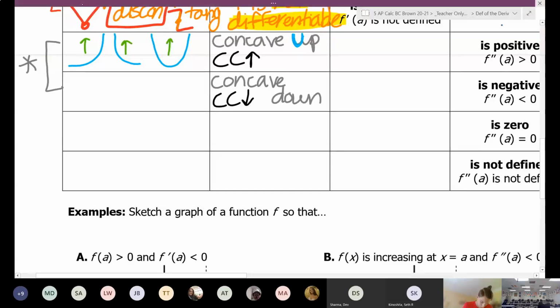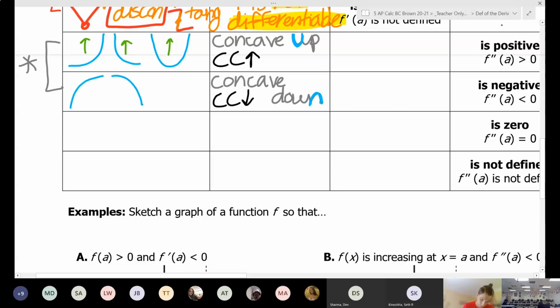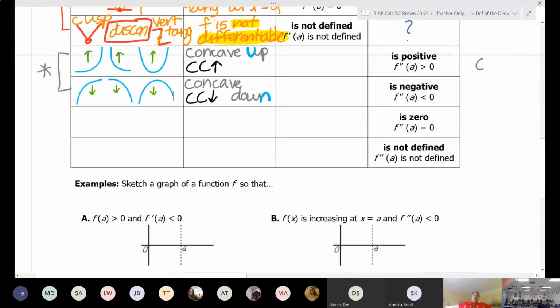Concave down, on the other hand, to me, I always think of those as going to look like an umbrella. They're bending downward. So you can have something that is increasing and concave down, something that is decreasing and concave down, or a function that increases and decreases and is concave down. So when we're looking at these, we can kind of visually see they're all bending downward, and that's what I mean by concave down.